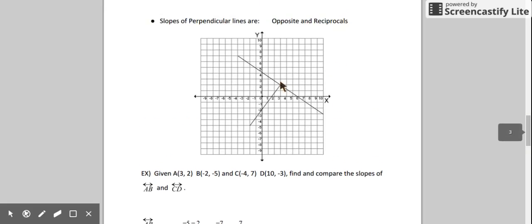So perpendicular lines actually have opposite reciprocal slopes. They got to be both. They can't just be opposite slopes. That's not a perpendicular relationship. And they can't just be reciprocal slopes. That's also not a perpendicular relationship. They have to be both opposites and reciprocals. And if we have slopes that meet like that, they will always meet at a 90-degree angle, or a perpendicular intersection.